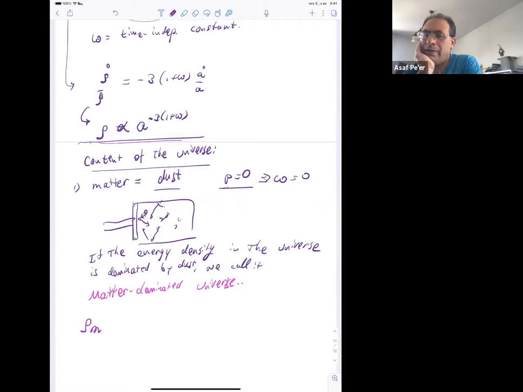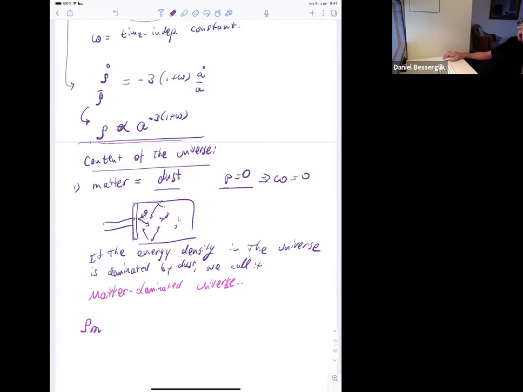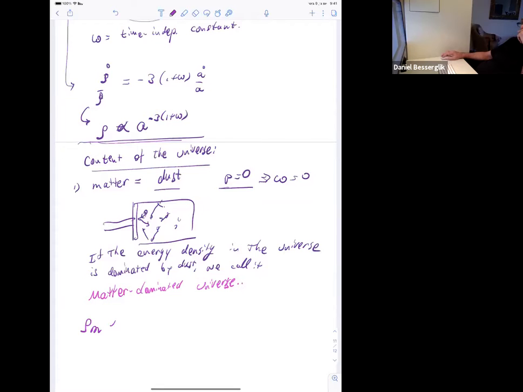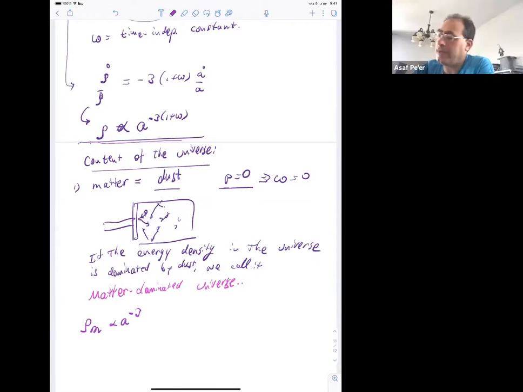Okay, what's the problem? Why are you not answering? A to the power minus 3. Minus 3, thank you. It goes a to the power -3. Omega is equal to 0. Plug it in here or in here, and you get that rho in a matter-dominated universe goes with the scale factor as a to the -3.